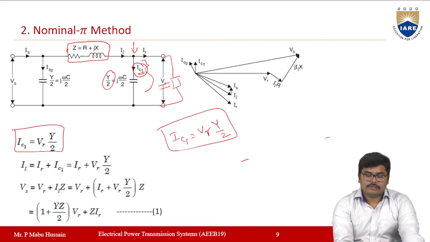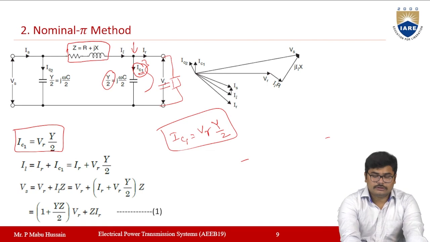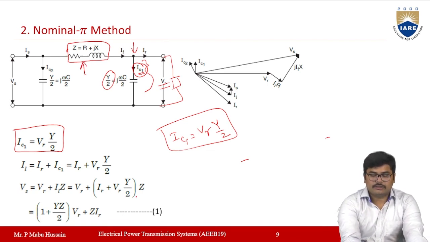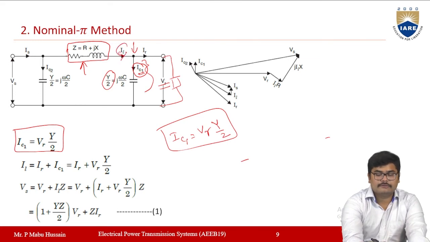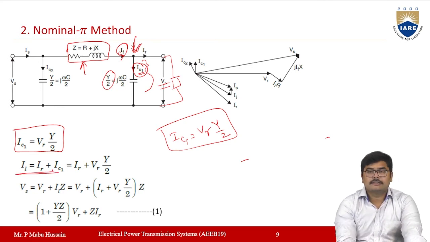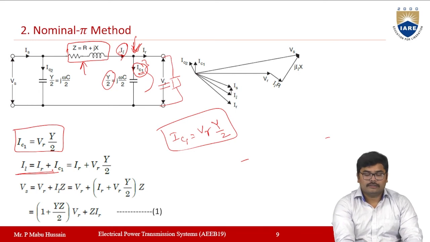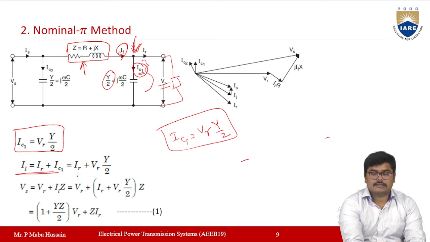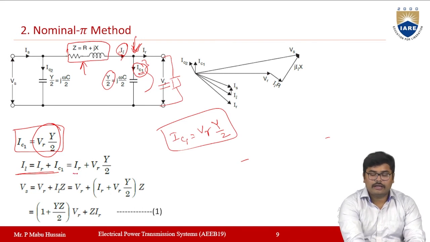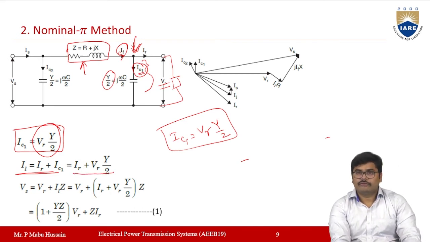Once you know the IC1 value, what is the current flowing through the impedance Z? Let us assume the current flowing through the impedance Z is IL. Writing KCL at this node, IL is equal to IR plus IC1. IR is the receiving end current and IC1 is the capacitive current, which is equal to VR into Y by 2. So IL is equal to IR plus VR into Y by 2.